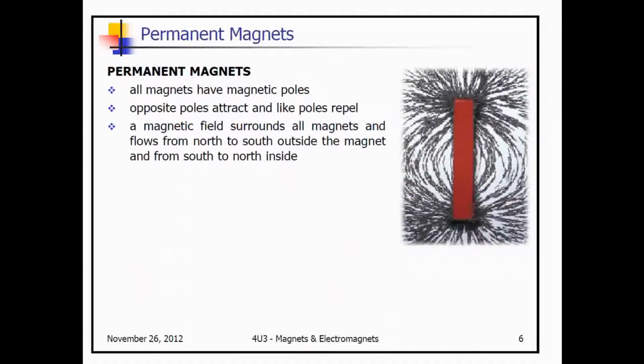So I'd like you to copy this down. Permanent magnets, all magnets, have magnetic poles. Opposite poles attract, like poles repel. Magnetic field surrounds all magnets and flows from north to south outside the magnet and from south to north inside the magnet.